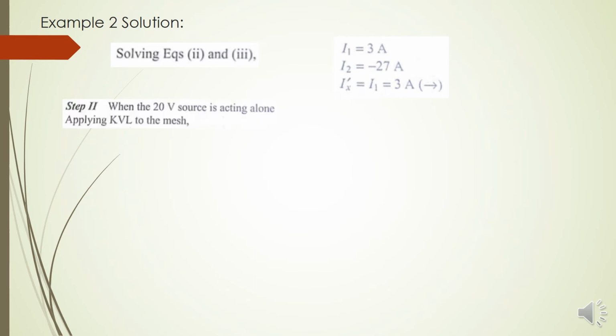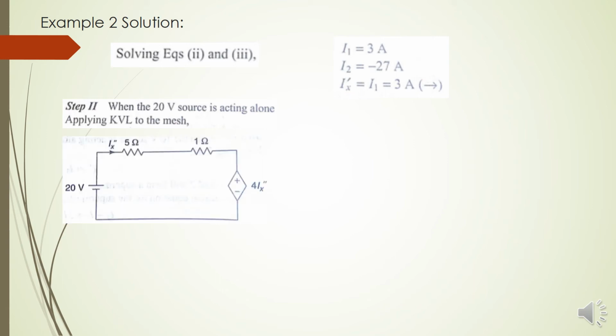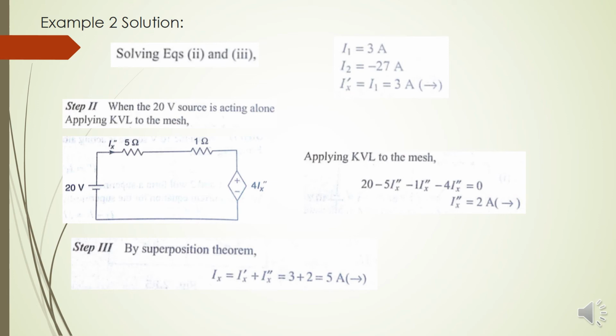Now next step, when the 20 volt source is acting alone, again apply KVL to the mesh. So 20 minus 5 Ix double dash minus 1 Ix double dash minus 4 Ix double dash is equal to 0. Since it is the second case, the current is now represented by double dash. And then the third step is applying the superposition theorem, adding the two currents from step 1 and step 2. So the resultant current is 5 amperes.